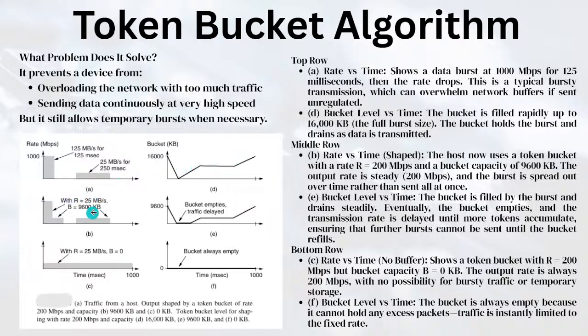Now in this portion you can see that the host now uses the token bucket with the rate R, that is 200 Mbps, and the bucket capacity is 96 kb. The output rate is steady over here, and the burst is spread out over time rather than sent all at once. And here the bucket is filled.